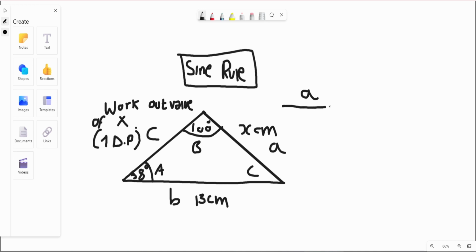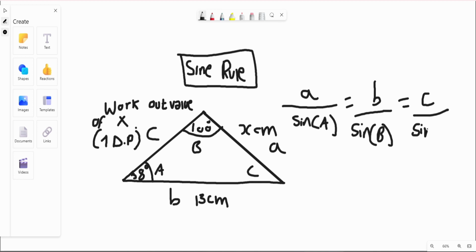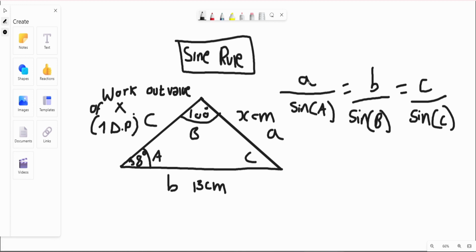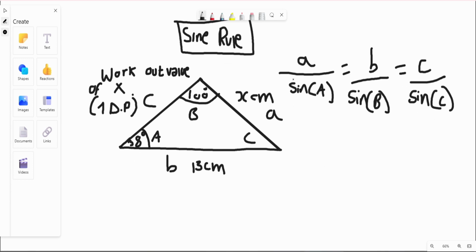A, which is a side, divided by sine of an angle A is equal to B divided by sine of angle B is equal to C divided by the sine of angle C. We can use this rule to work out missing side lengths of non-right angled triangles, such as in this question here. So let's try to apply this rule in this situation over here.